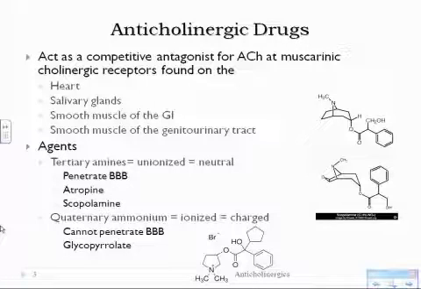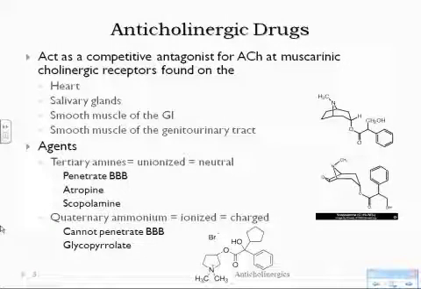If you get an exam question on a certification exam, and they ask which agent will get into the blood-brain barrier, the first thing you've got to look for is whether it has a charge. If it's uncharged, it's going to get in. As soon as you charge the molecule, it's not going to get in because it becomes ionized.